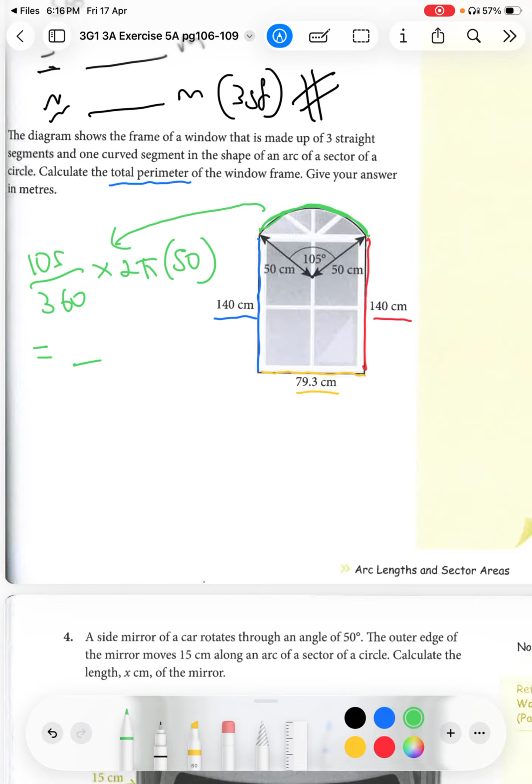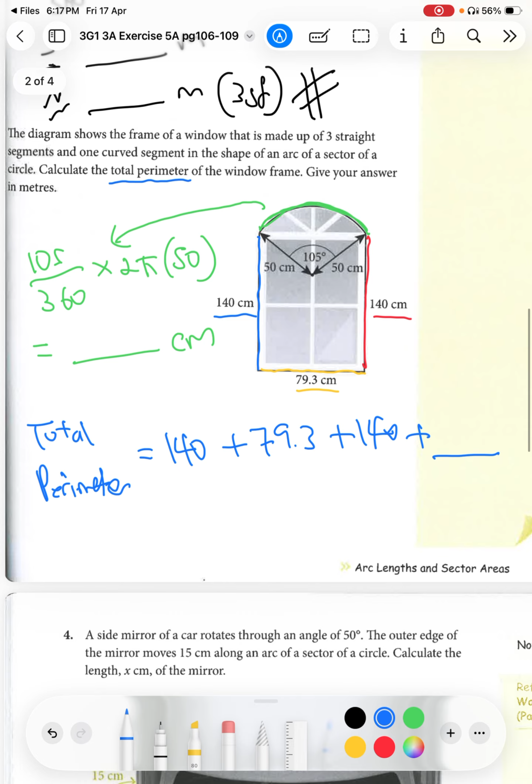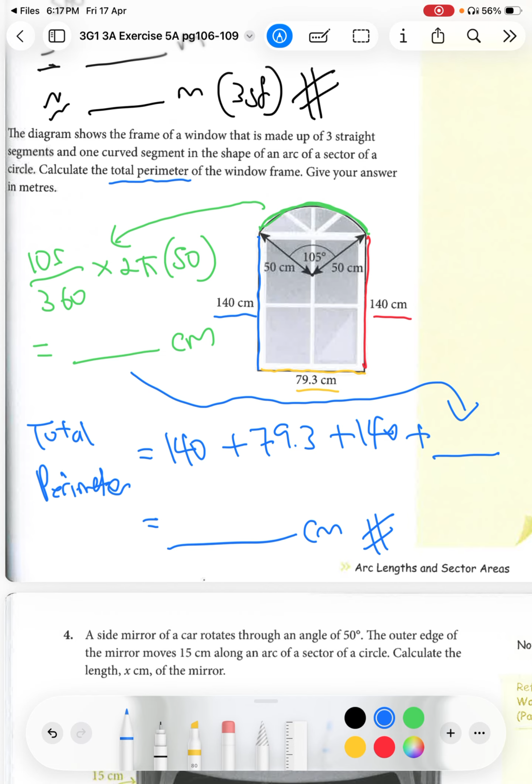Then I will get the answer in cm. Then the total perimeter will be 140 plus 79.3 plus 140 plus my answer from here. Then that will be my total answer in perimeter. We round off to 3SF.